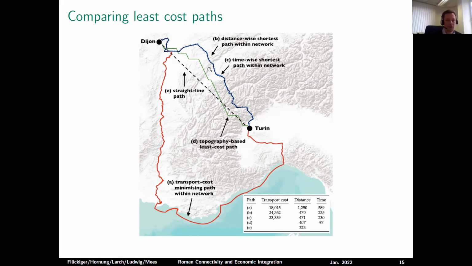The alternative would be a distance-wise shortest path in the network. That would be our blue line here. So if we just wanted to minimize distance within an existing network, we would take mostly roads because it will always be the shortest route. If we go time-wise, then it's probably relatively similar, even though we have different speeds of the different transport modes. In this situation, it would still be the quickest to take mostly road with a bit of lake travel on Lake Geneva here. So that would be the time-wise shortest path in the network. And we can later on compare which best explains our trade patterns and data.